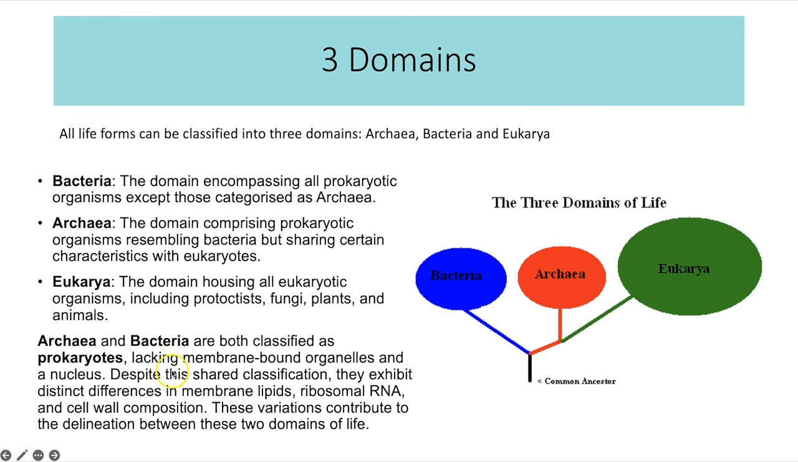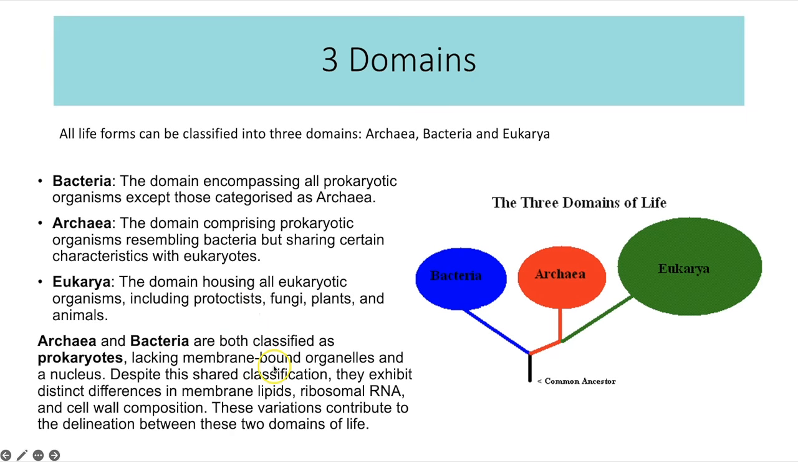And for the 3 domains, this, as I said, was the broadest way to classify or to group. And all life forms fit into either the Archaea group, the Bacteria group, or the Eukarya group for these domains. And bacteria, this is the domain encompassing all prokaryotic organisms, except those that are categorised as Archaea. Archaea, this is the domain comprising prokaryotic organisms, but they resemble bacteria, sharing some of the characteristics with eukaryotes as well. And eukarya, that is the domain housing all eukaryotic organisms. So that includes the protoctists, fungi, plants, and animals.